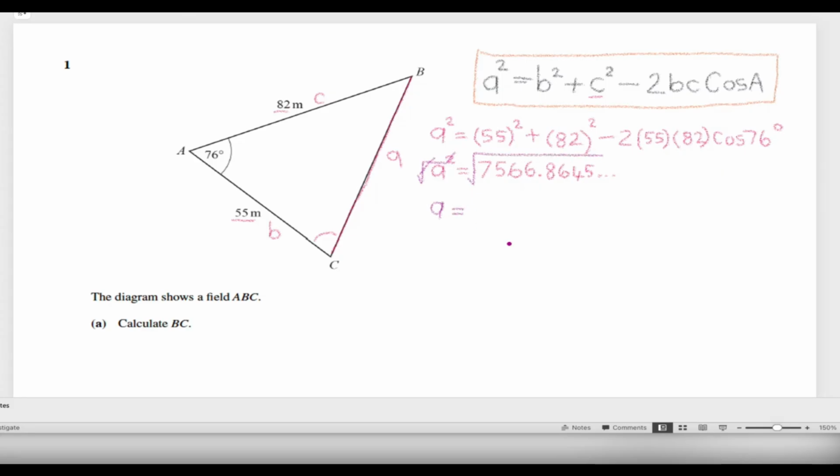And if you take the square root of this value, you will get an answer of 86.9877, and the value goes on. If you round it, it will be 87 meters.